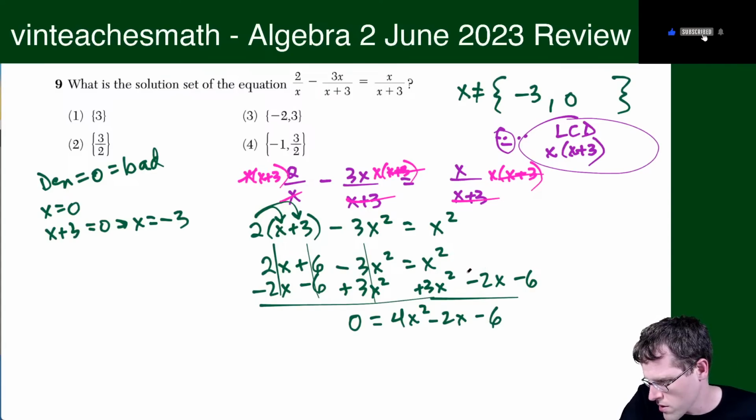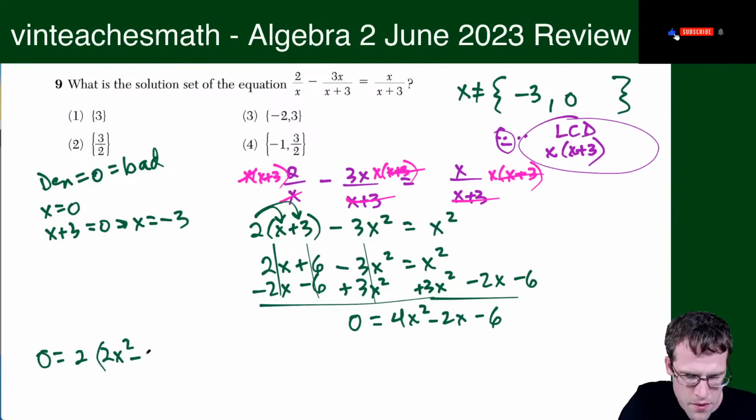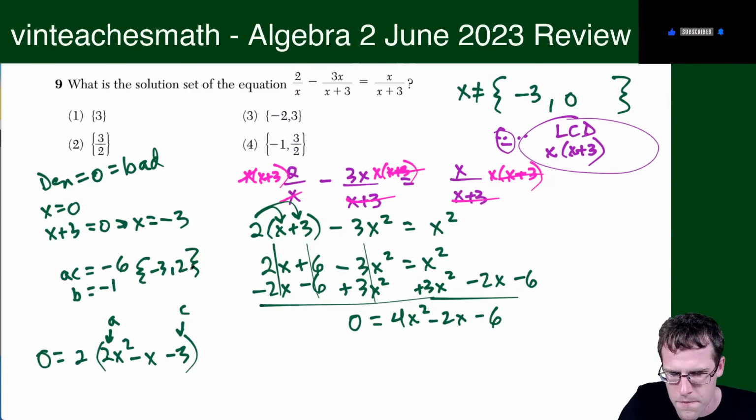So just making sure that I'm up to the correct step. So 4x squared minus 2x minus 6. We are good. Now here I could use AC method, or I could factor out a greatest common factor. So I'd say 0 equals 2 times 2x squared minus x minus 3. And now I think AC. So A is equal to 2, and my C term is equal to negative 3. A times C, 2 times negative 3 is negative 6. My middle term B has a coefficient of negative 1, and I say what two numbers multiply to negative 6 and add to this would be negative 3 and 2.